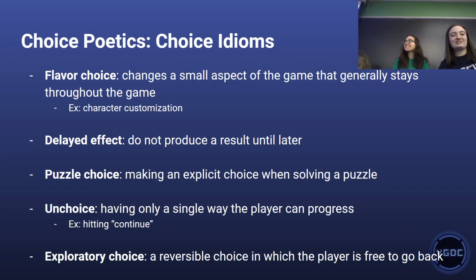All right, so there's also flavor choices, which have small changes that change a small aspect of the game that generally stays throughout the game. A big example of this is character customization. And there's also delay choices that are delayed effect, and they don't produce a result until later. One example might be playing an Until Dawn sort of game, and you make a small choice in the beginning, and then later it causes one of your characters to be killed off a few hours into the game. That would be an example of a delayed effect choice. And then there's also puzzle choices, where you're making an explicit choice when solving a puzzle, though this is more on the game mechanics side, but it can also be considered here.